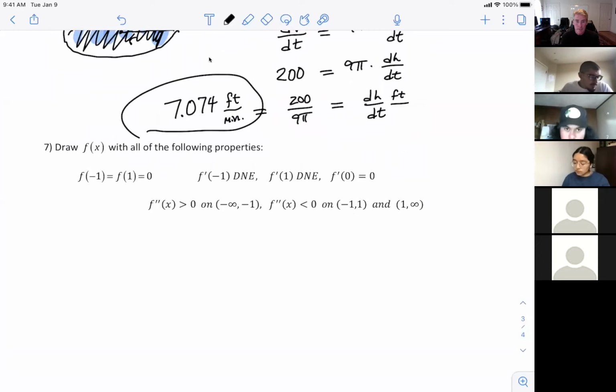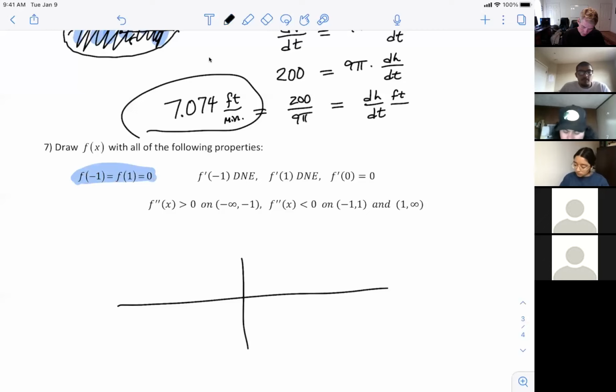So questions like this are good practice for, do you understand the first and the second derivative without actually taking the first and the second derivative? So to begin with, this part is just telling us some points on the graph. So when x equals -1, then y equals 0. And when x equals +1, then y equals 0. So that part is done.